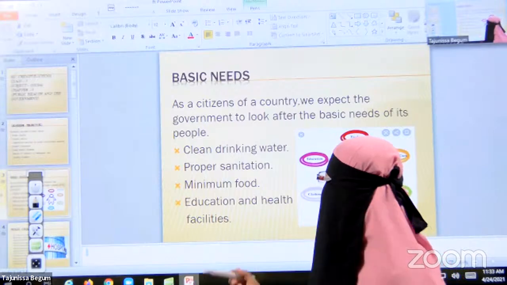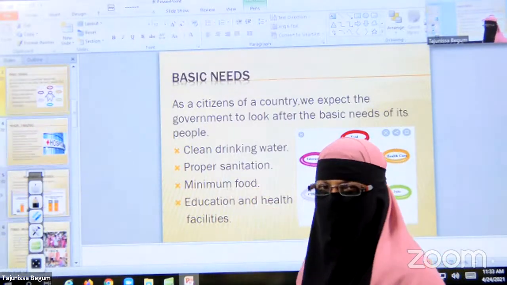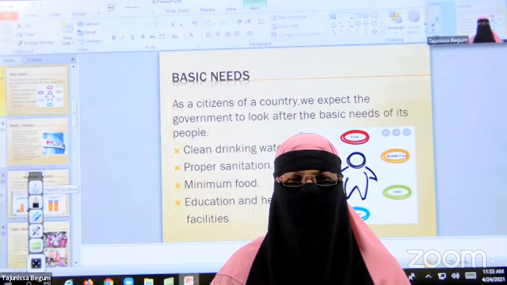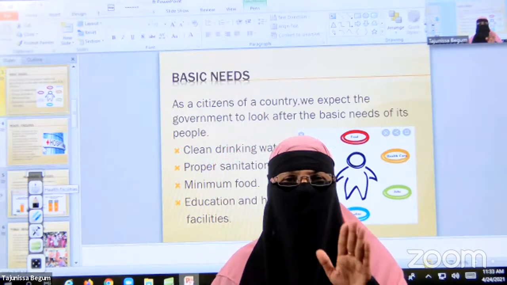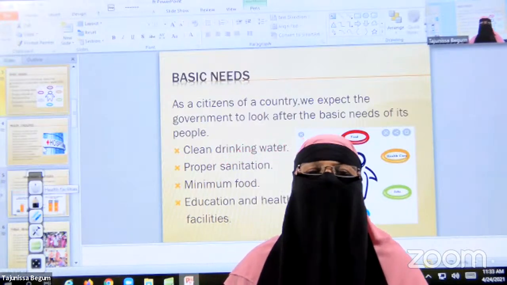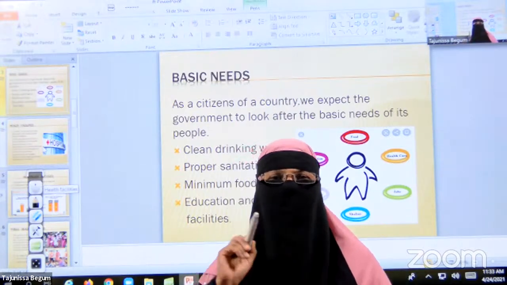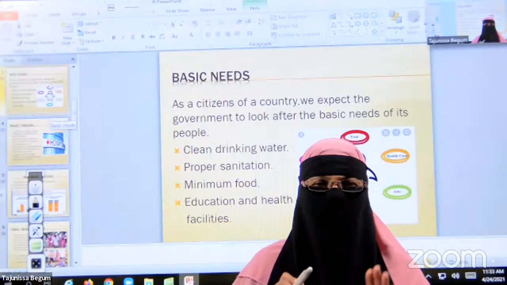Minimum food from the government, education, health facility. For example, minimum food: most people have ration cards so that people will not starve. According to the Food Security Act 2013, the government has given this program so that no one will starve. Everybody will get minimum food, minimum provisions.